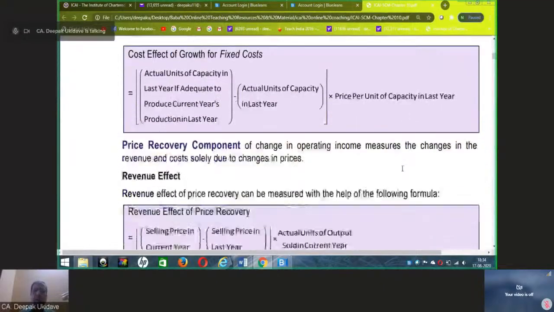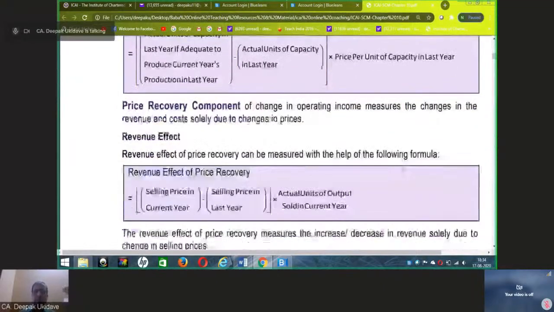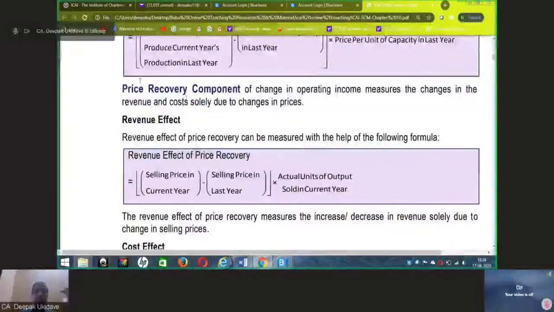We come to the price recovery component. After discussing this growth component, we will understand the price recovery component. Price recovery component results in change in operating income mainly because of change in price, giving rise again to change in revenue and change in cost. Of course, change in price causes change in cost. It is a cause and effect relationship. So in the price recovery component also, we have revenue effect and cost effect. And we have seen that in the table.